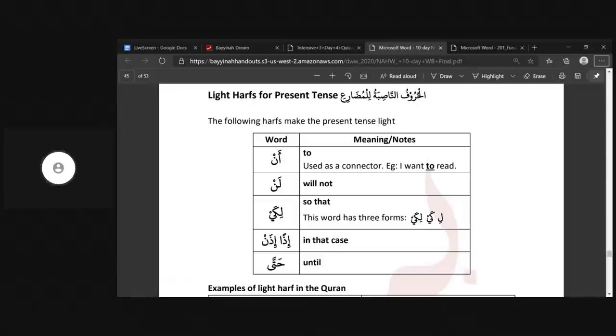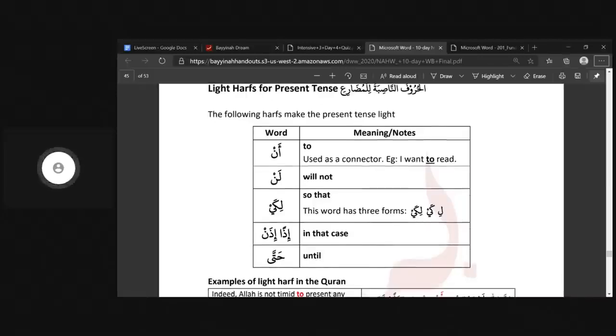we have the harf light to make it light, and we have the harf lightest to make it lightest. These are the harf of light: an, lan, likay, hatta, and idhan. Or sorry, an, lan, likay, idhan, and hatta. If you see one of these followed by a present tense fi'l, then that present tense fi'l has to be light. Just like when we said, for example, harf of nasab, when we see a harf of nasab followed by an ism, that ism has to be nasab. If we see harf of light followed by a present tense fi'l, that present tense fi'l has to be light. And we already talked about the effects of what light looks like.